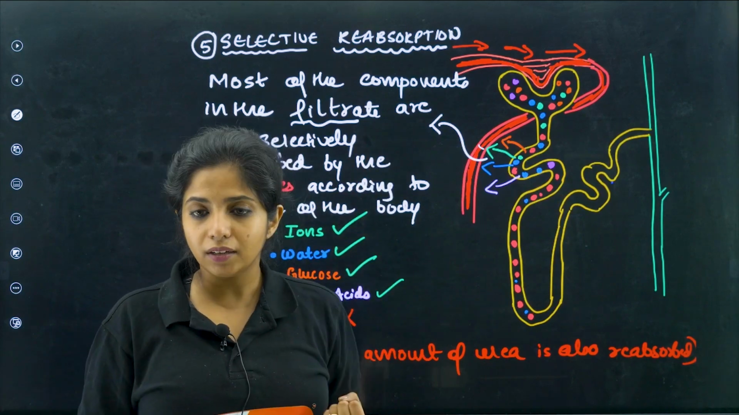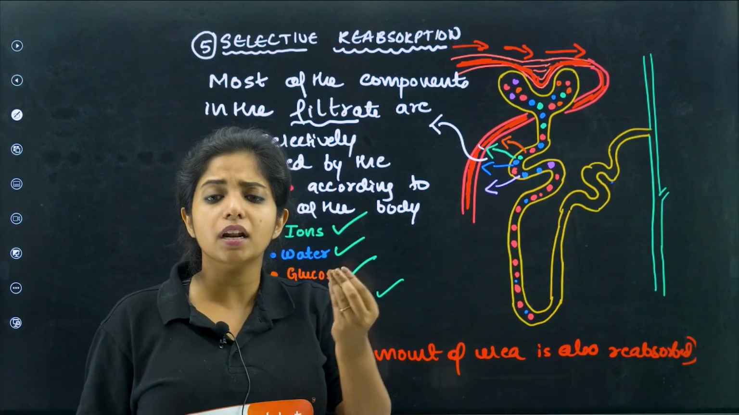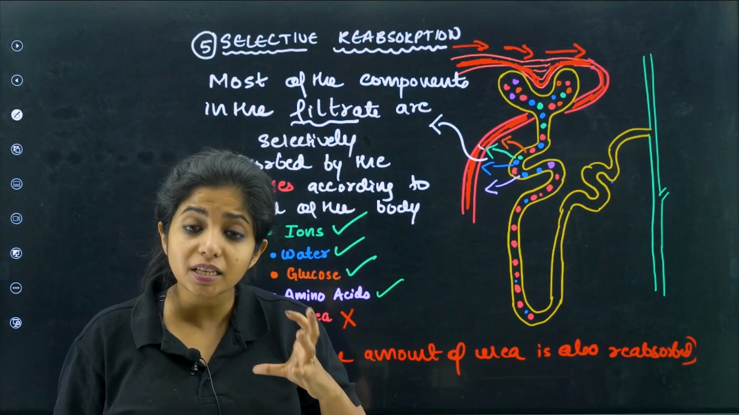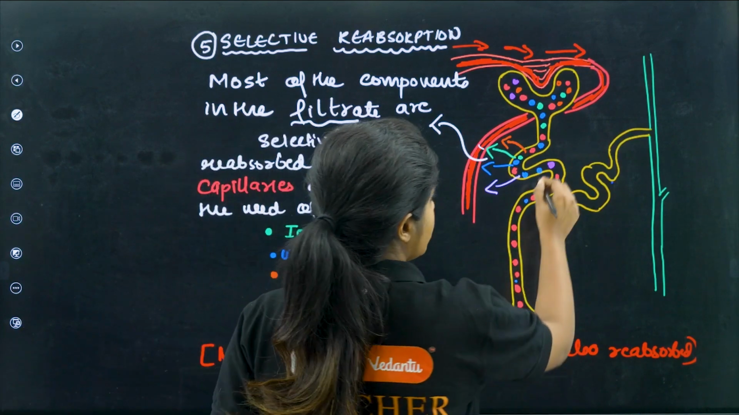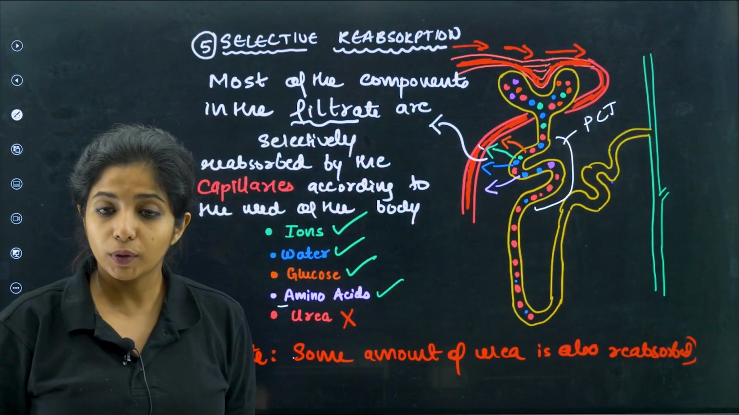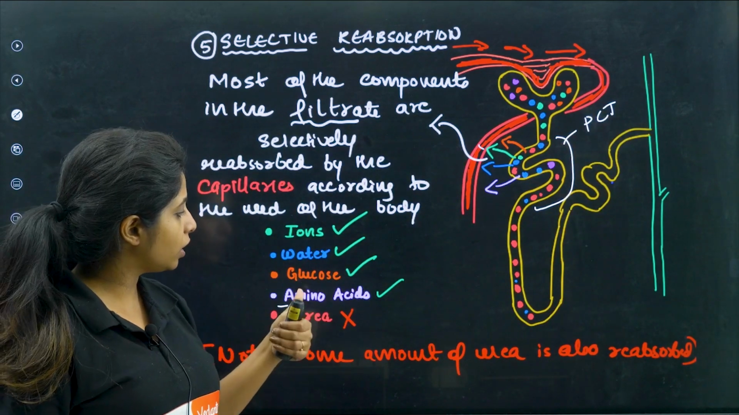But this is selectively done. This is not done universally, it is selectively done. I want this, let me take it. So selective reabsorption happens, and this occurs mainly in this particular region, which you call PCT, proximal convoluted tubule. So what all are taken back? Ions, water, glucose, amino acid.